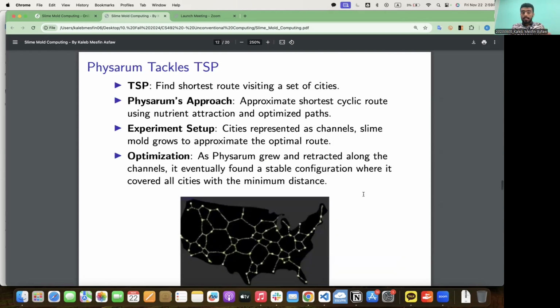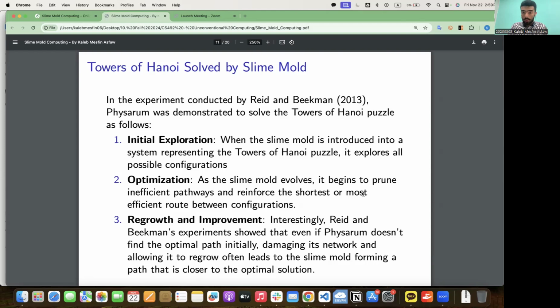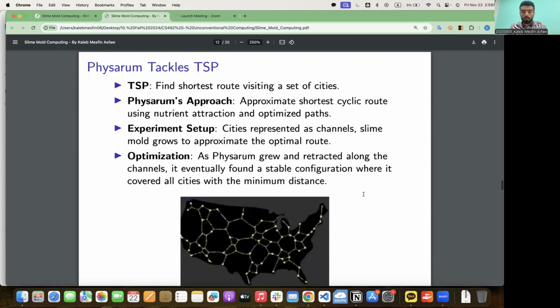So this Tower of Hanoi problem shows two things at the same time. It shows that slime mold is indeed capable of getting an optimal path for a graph, plus it's also able to dynamically adjust itself to find or change its solution according to the problem setting or according to the environment. So yeah, that's what I wanted to show.